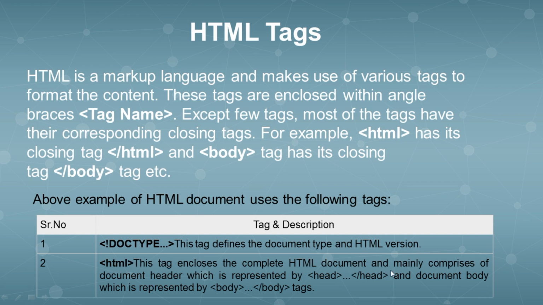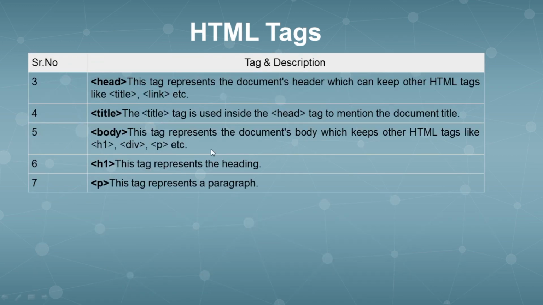The complete HTML document mainly comprises the document header, which is represented by head and head close, and the document body, represented by body and body close tags. So the HTML tag includes all the tags available in the HTML language. It contains the head tag and body tag, along with opening and closing tags. Next, the head tag. What is the importance of the head tag? The head tag represents the document header, which can keep other HTML tags like title, link, etc. The head tag is a sensitive tag also. Inside it we can place the title and link.